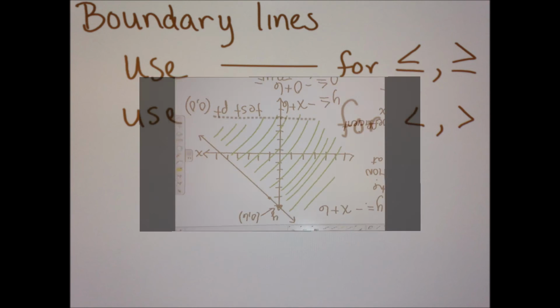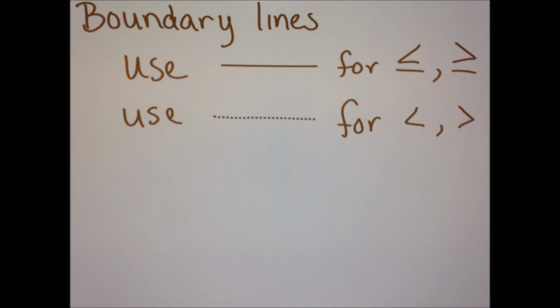And then remember, for boundary lines, if we have less than or equal to, greater than or equal to, we use the solid line. And if we have simply less than or greater than, we use a dashed line.